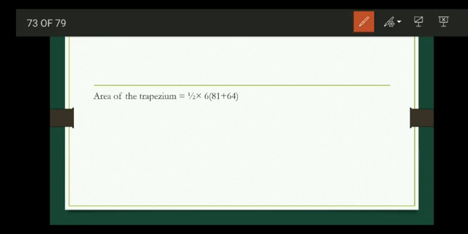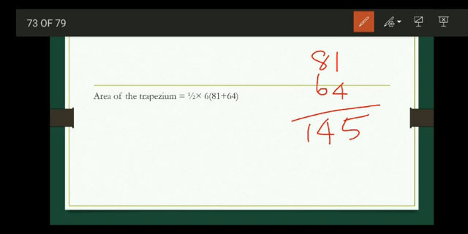We'll first do the calculation inside the bracket, that is 81 plus 64. Add these two numbers. 1 plus 4 is 5. 8 plus 6 is 14. Right. So 145. So half into 6 into 145. This will be equal to half into 6 into 145.